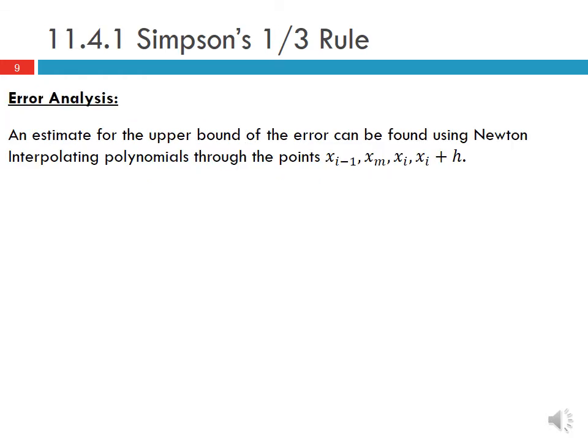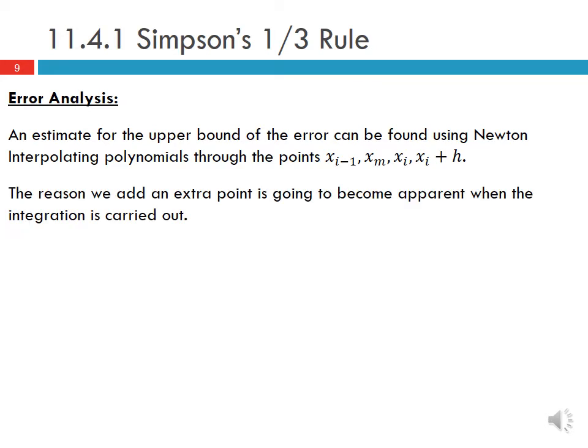So we can take a look at the error analysis here to estimate the upper bound of the error. Now we could use the same procedure that we talked about for the trapezoid rule. It turns out that there are several ways to arrive at the estimate of the error. In this case, using Newton interpolating polynomials provides a better estimate. So that's what we will discuss here. Basically, we can find a Newton interpolating polynomial through the points x_{i-1}, x_m, x_i, and x_i plus h. The reason that we add an extra point, this x_i plus h, is going to become apparent when the integration is carried out.